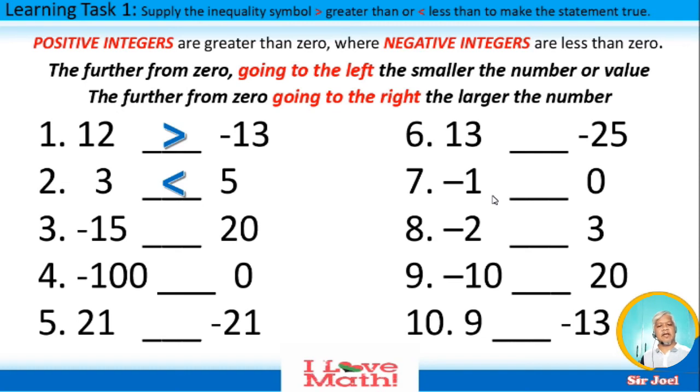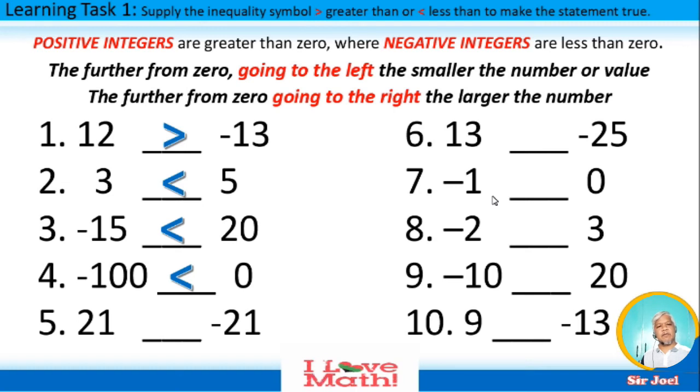Next, number 3, negative 15 compared to positive 20. Ito madaling mag-compare kapag negative and positive. Kasi palagi, positive is greater than the negative numbers. So, number 3 answer, less than. Next, negative 100 compared to 0. So, alam natin ang 0 ay nasa gitna at ang negative ay nasa kaliwa. So, therefore, answer in number 4, less than. Meaning, negative 100 is less than 0.